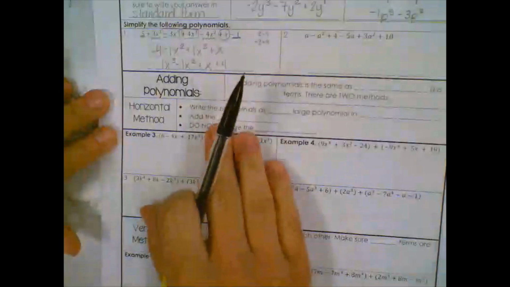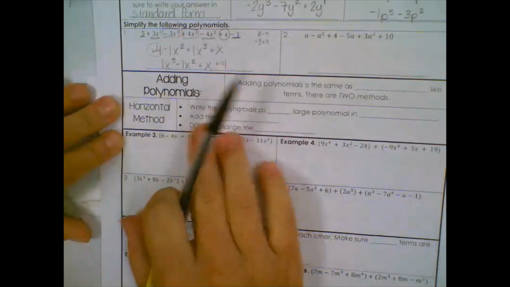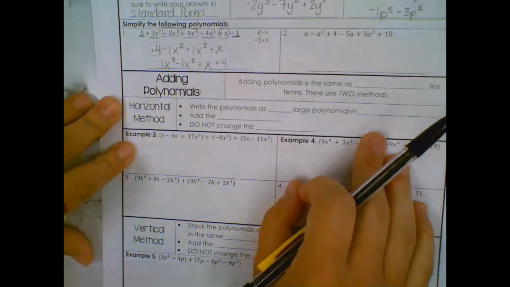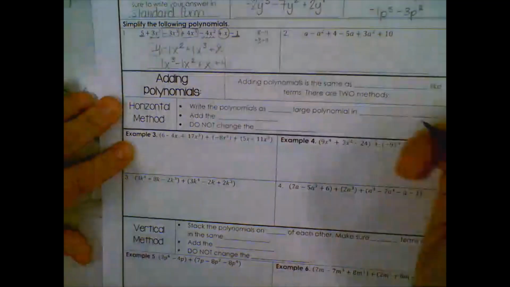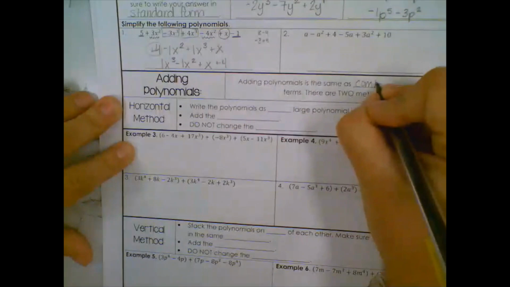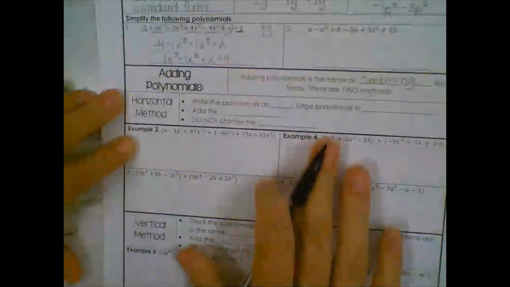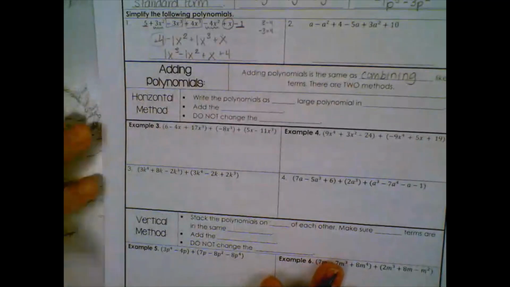All right, now what does it mean to add polynomials? Adding polynomials is just another way of saying combining like terms, okay? But what it looks like is a little bit different. So it's just combining like terms, and we're going to learn two methods for these, okay?